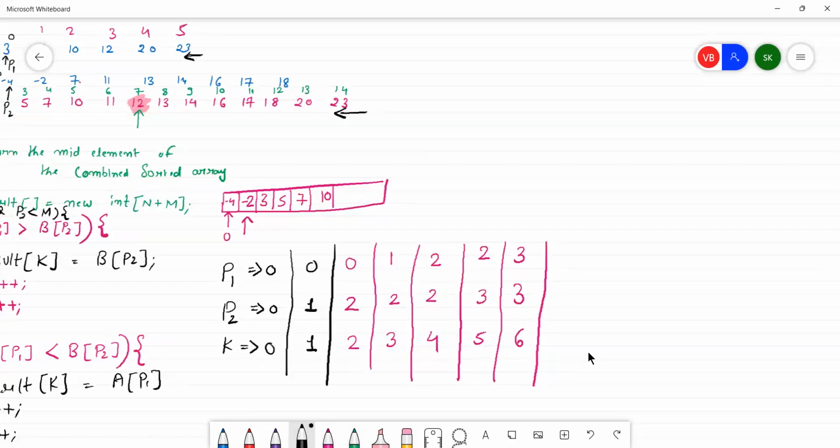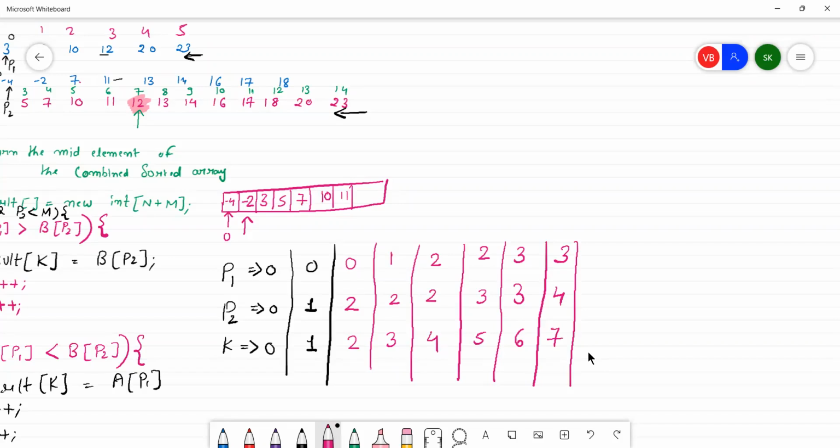Clear, that's great. Now we will see 12 and 11. Which one is smaller? 11. So we will store here 11. 11 is in the B array, so P2 will increase to 4. This will remain as 3 and this will become 7.